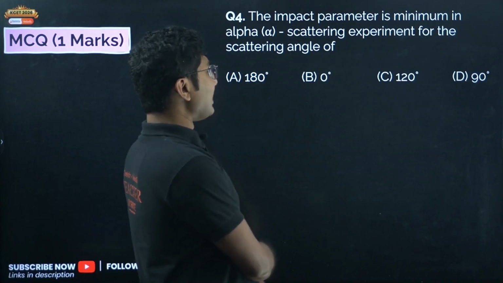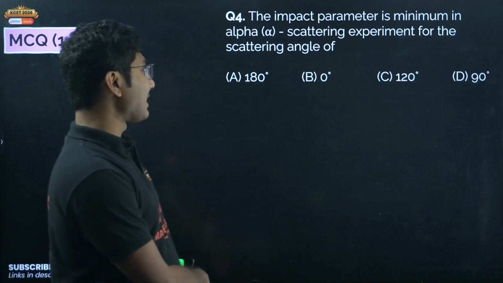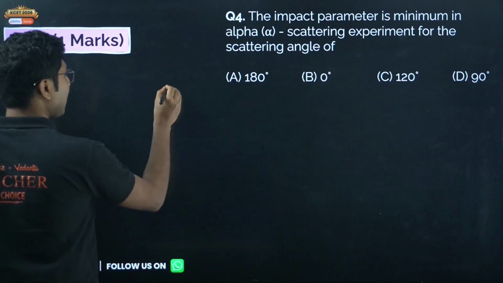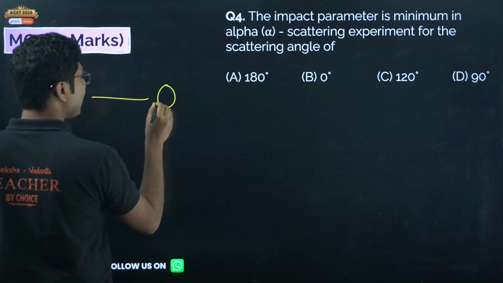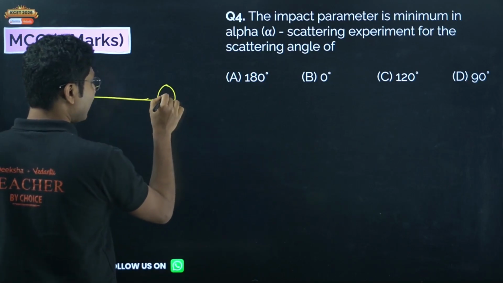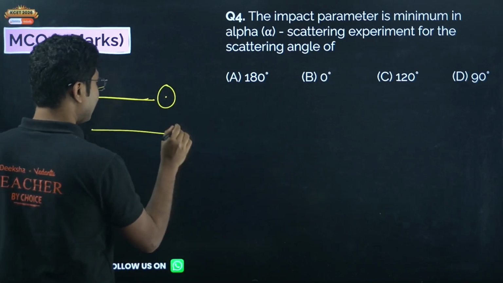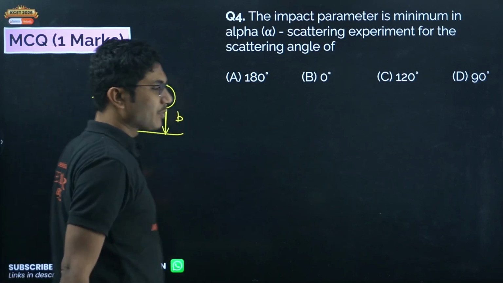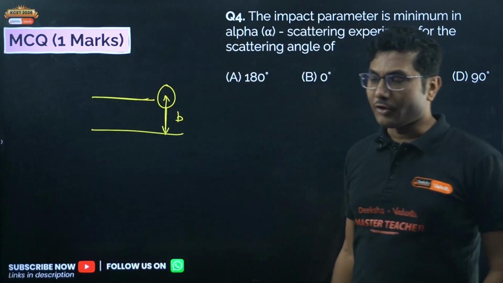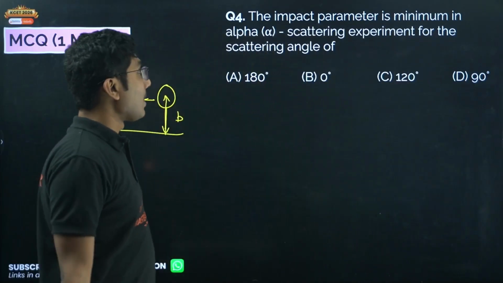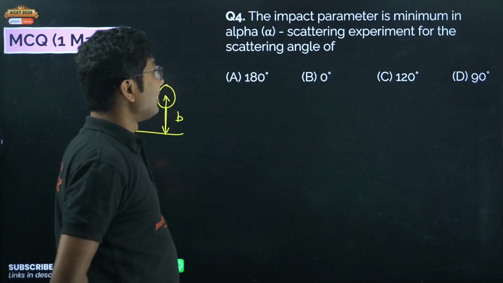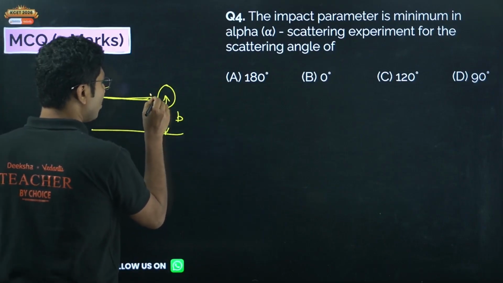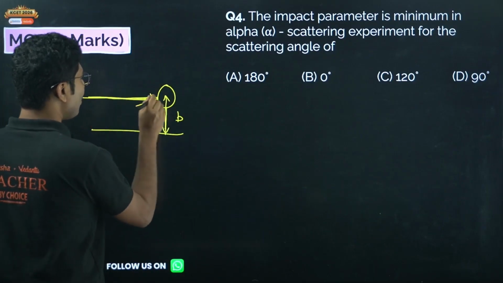The impact parameter is minimum in alpha particle scattering experiment for the scattering angle of. Interesting question. What is impact parameter? Impact parameter is the perpendicular distance between the trajectory and the center of the nuclei. If the trajectory is along this, then this distance is called impact parameter b. Now if it is said that for alpha particle scattering the impact parameter is minimum, it means it is going straight towards the nucleus.